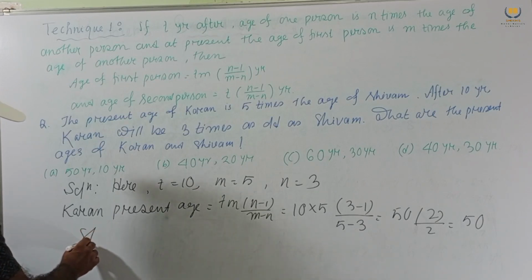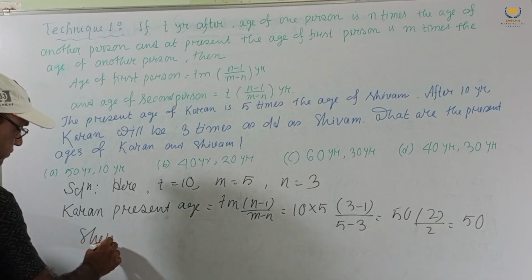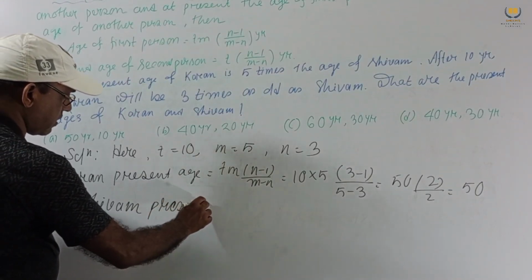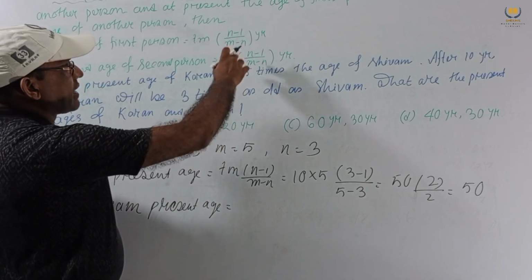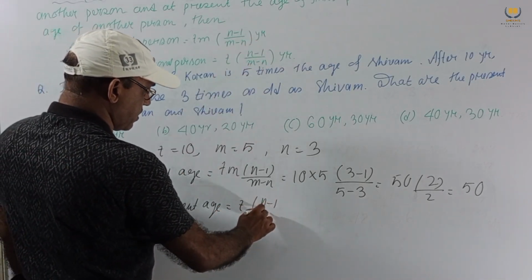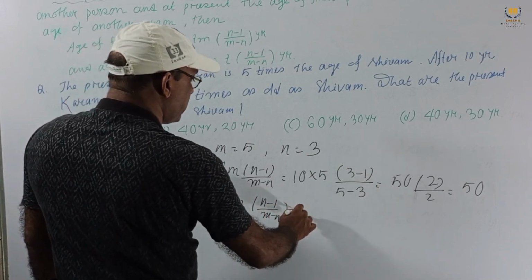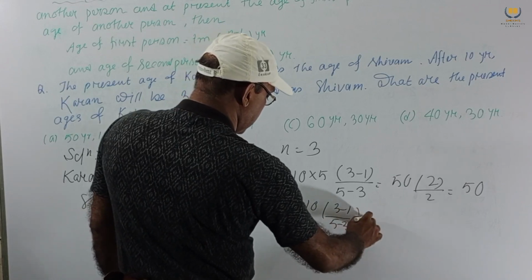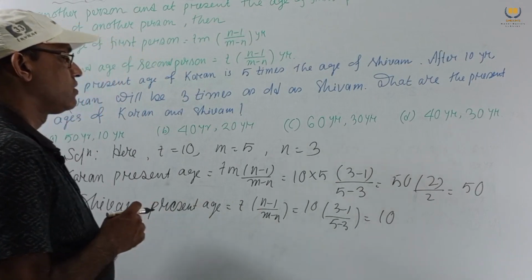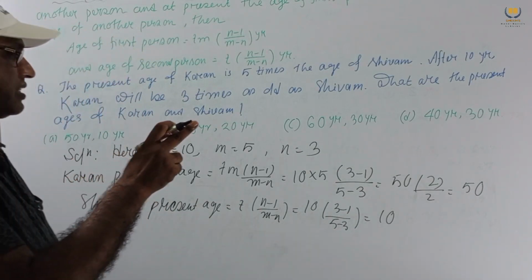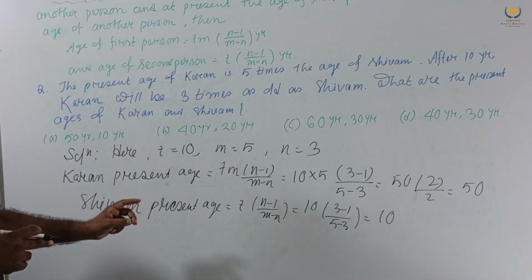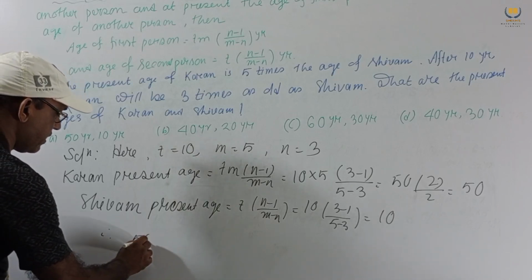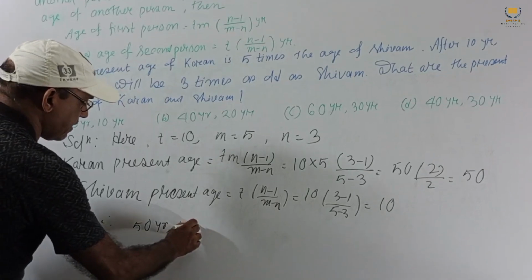And Shivam's present age. The second one is only t(n minus 1) by (m minus n). T means 10, and 3 minus 1, 5 minus 3, so this is 10 into 2 by 2, which is 10. So the ages are: Karan's present age is 50, and Shivam's present age is 10. Therefore the answer is 50 here and 10 here. This is our answer.